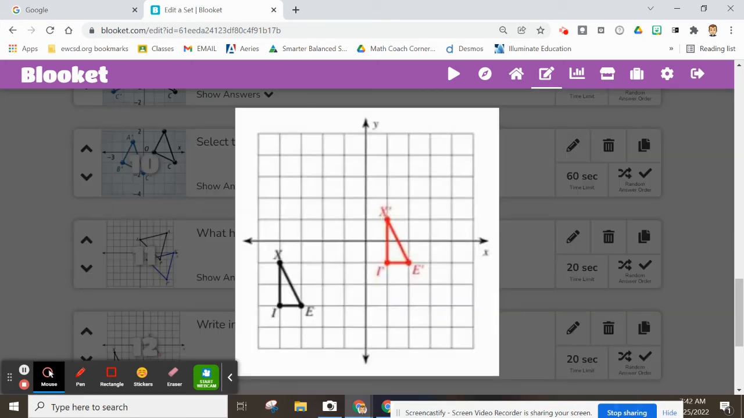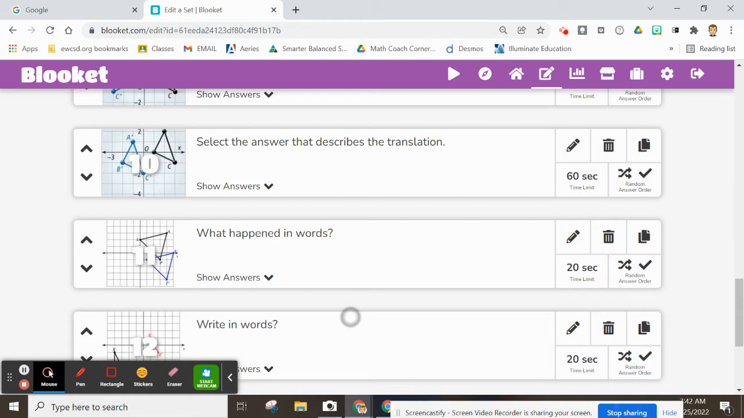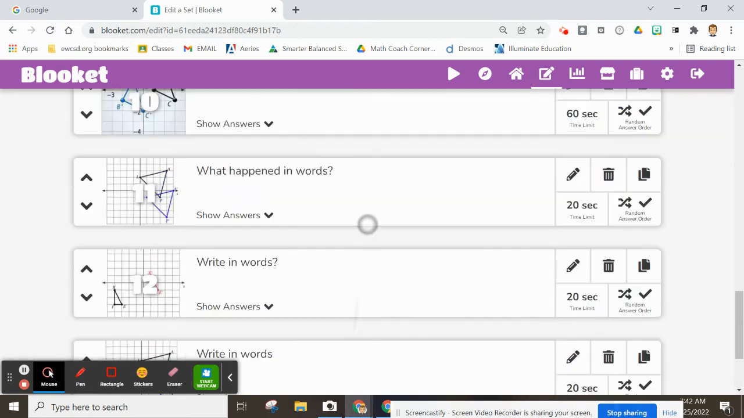Here, what's happening here? Yes, it's a translation, but we started here. So we're going 1, 2, 3, 4, 5 to the right, and then up 1, up 2. You can do this, guys. You guys got this, all right? Now, it tells you to write what's happening in words.